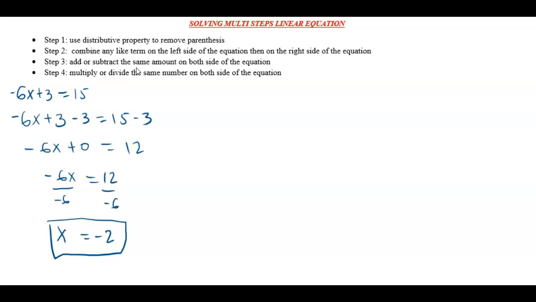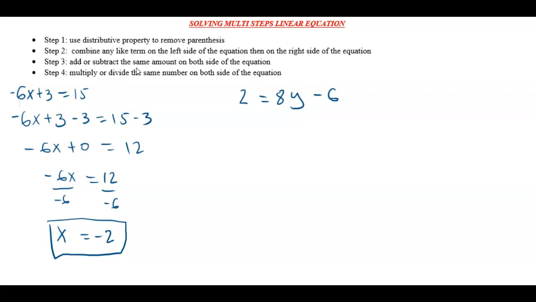Example 2. We have 2 equal 8y minus 6. Again, we check to see if there are any parentheses, and there are none. No parentheses here.